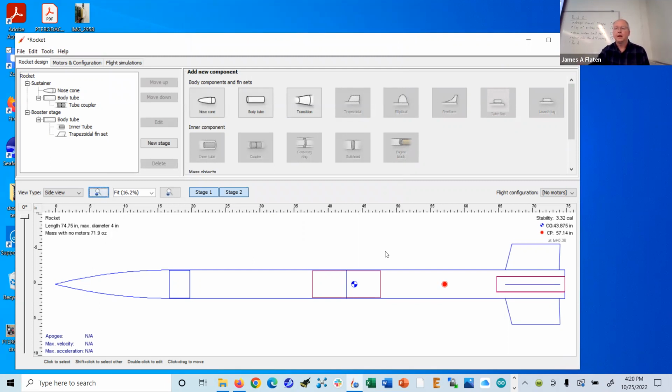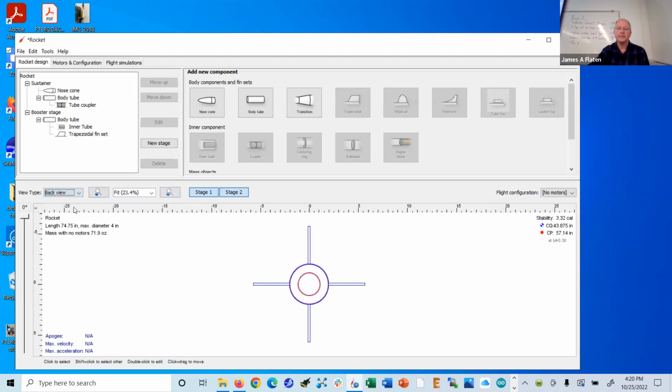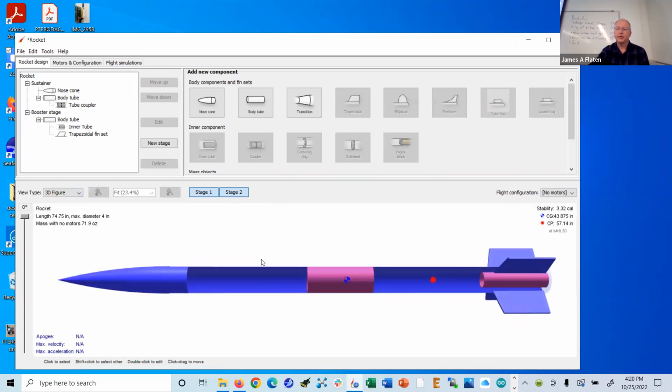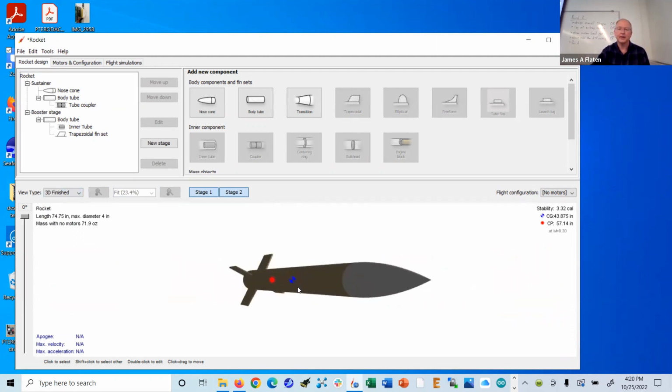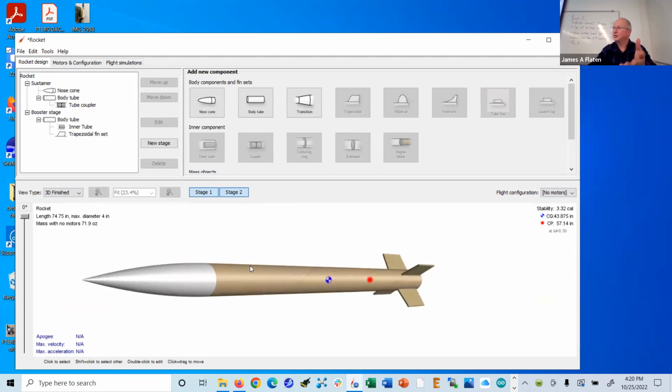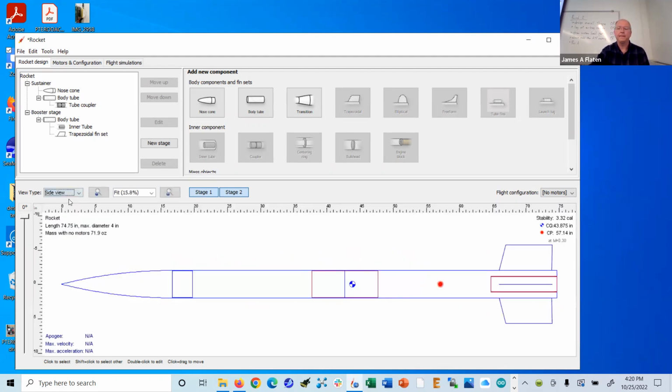That's true. Okay, and let me stop and show you that I can actually look at this different ways. This is the side view. Here's the back view. Here's the 3D view. Okay. Here's the finished view, so you can't see inside the rocket. But anyway, OpenRocket allows you, and I can even take this and drag it around, right? And so this allows you to make some very cool pictures for your reports if you want to. But let me go back to the side view.